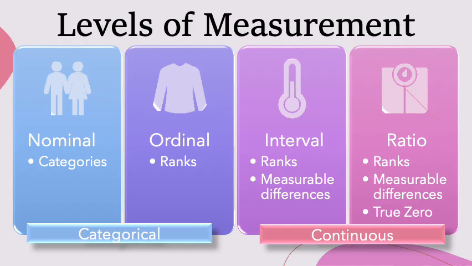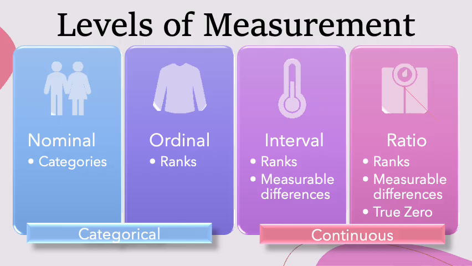There are 4 levels of measurement: nominal, ordinal, interval, and ratio. It is important to understand the levels of measurement because different statistical procedures will require different levels of measurement. These levels of measurement can further be broken down into categorical and continuous. Categorical variables represent groups or categories, while continuous variables represent measurable quantities. We're going to look at each level of measurement individually.